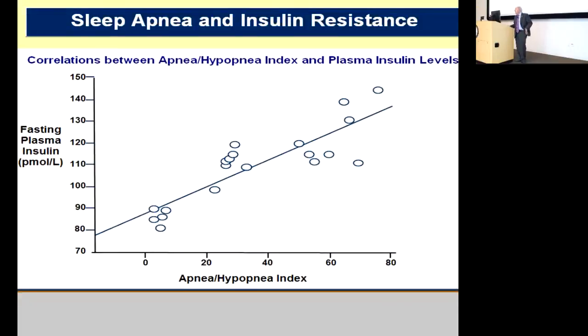So here's another disease that's related to sleep apnea, diabetes. So you can see the fasting plasma level of insulin goes up, the worse the breathing. Apnea-hypopnea index is the number of times each hour that the breathing partially or completely stops. So the impact is pretty big.